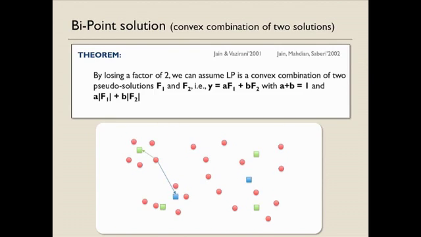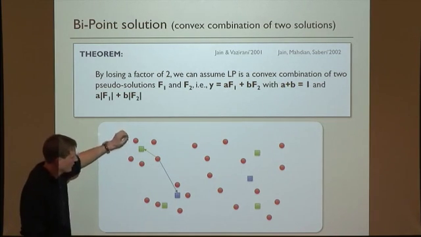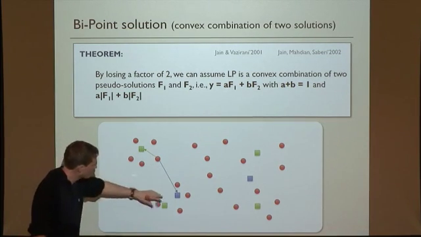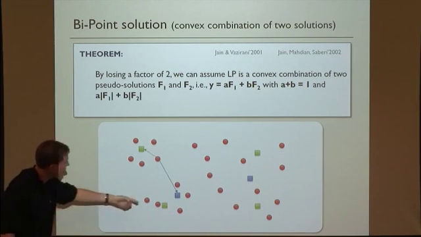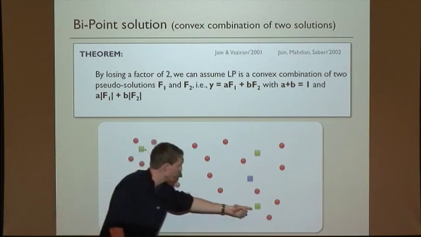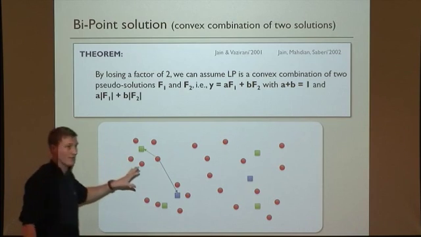So what they prove is, okay, let me just explain here. By losing a factor of 2, we can find 2 solutions. So think of k equal to 3 here. In one solution, I open fewer than k facilities, the blue solution. In another solution, I open more than k facilities, so I open 4 facilities here in the green solution. Each then defines a pseudo-solution where I connect the client to the closest in the green and the closest in the blue. Okay, so 2 solutions. And what they prove is that, by losing a factor of 2, we can assume that the LP solution is a convex combination of these 2 solutions. Okay? So I will just take the convex combination and I get a very structured LP solution.